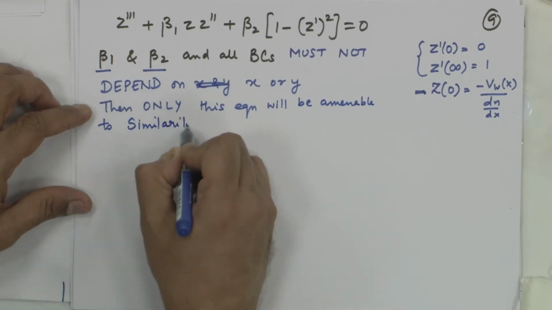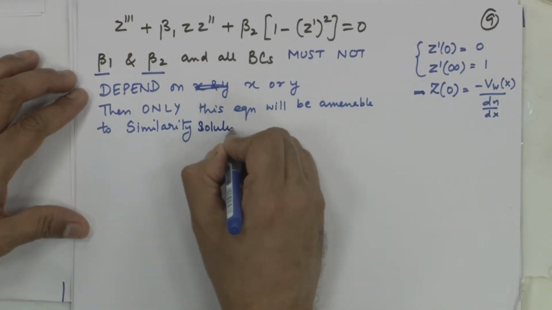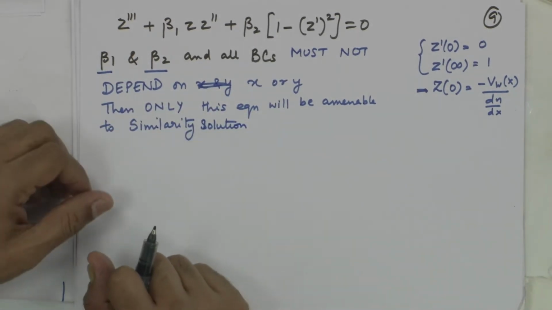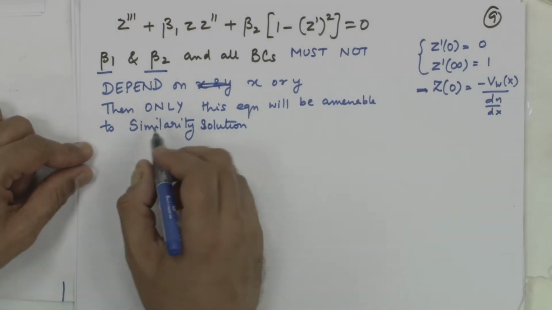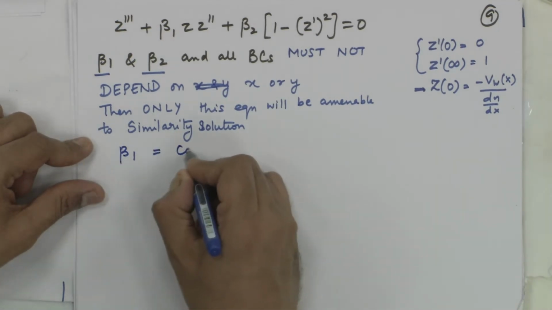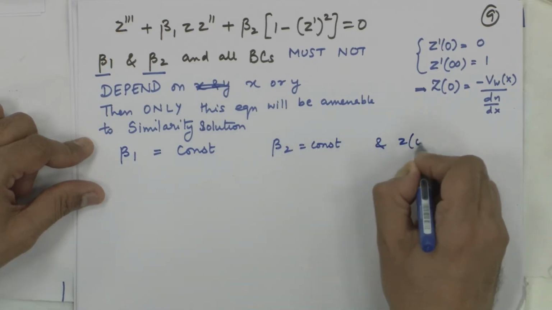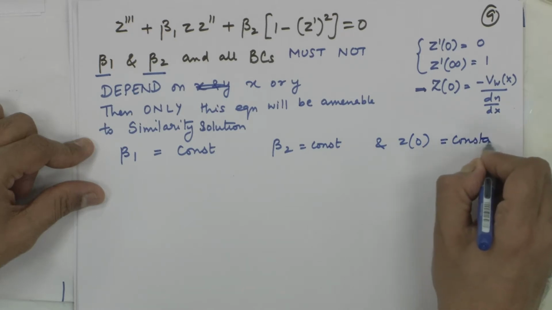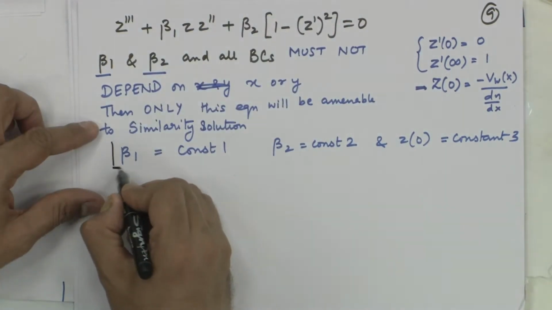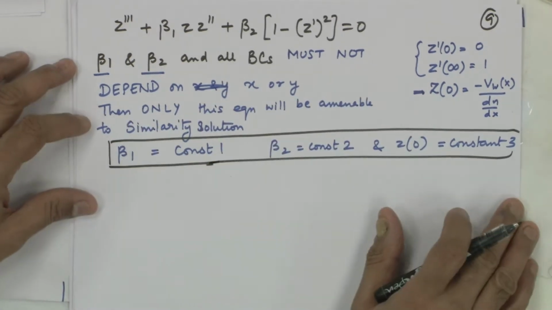This is the big constraint here. So, not all situations will be amenable to similarity solution. So, beta 1, beta 2 and this one must be a constant. So, beta 1 is constant, beta 2 another constant and z of 0 a third constant. Constant 1, constant 2, constant 3. Only then will this equation admit similarity solution. Otherwise, it is not going to work.